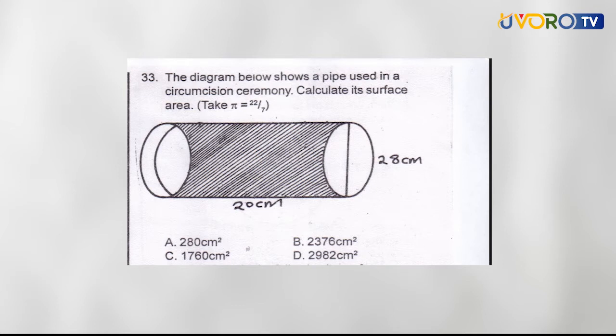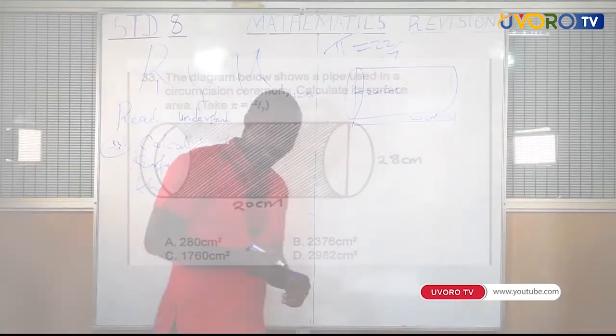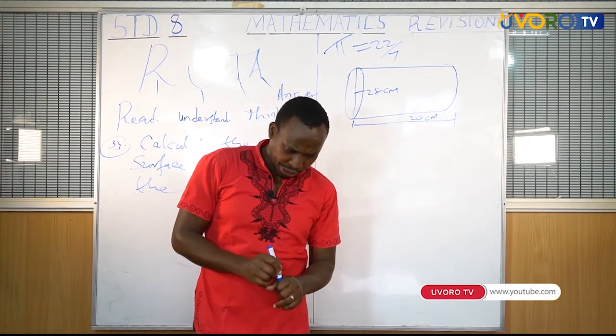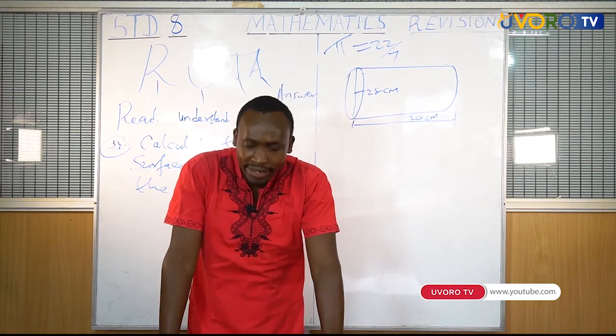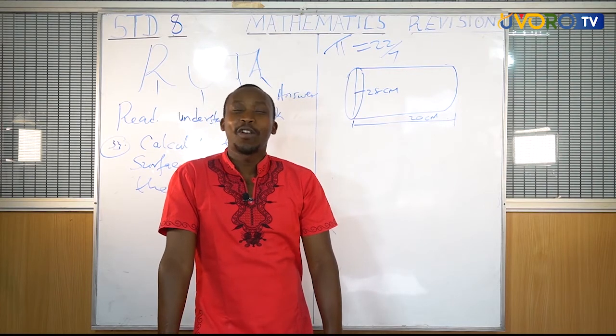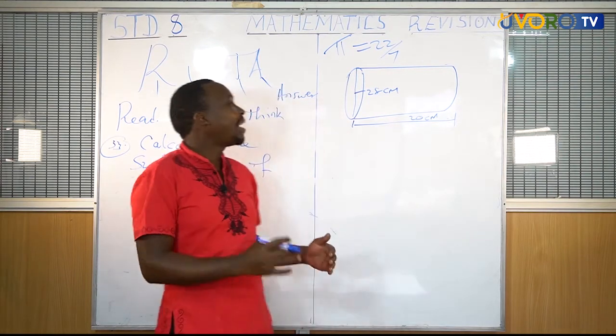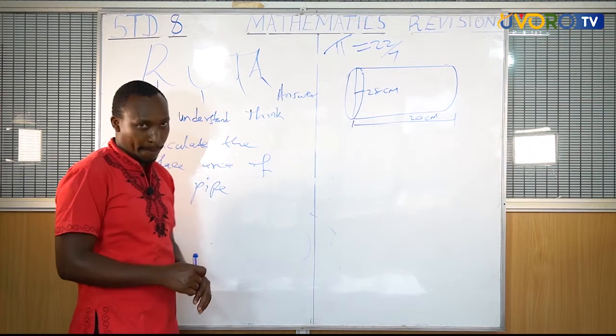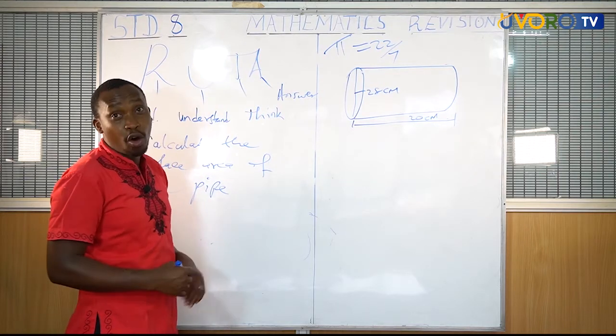Now, that one is the pipe that we are given. We are told that the diameter is 28 centimeters. What about the height? It is 20 centimeters. Class 7, you were taught how to find the surface area. Now you are in class 8. All of you know how to find the surface area of a pipe.